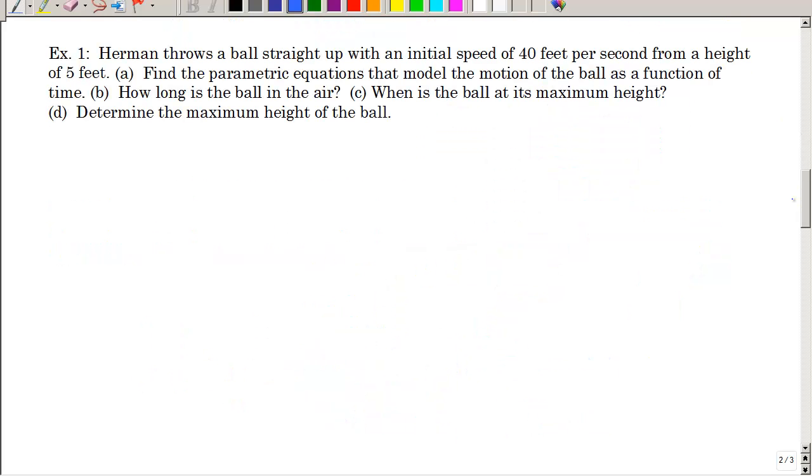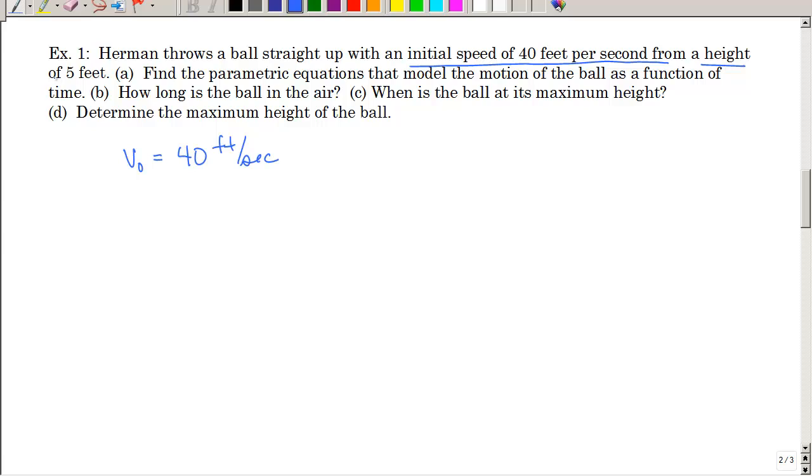So we have all of these fun-filled equations and formulas. How are we going to use it? Well, first of all, let's look at something where the ball goes straight up and down. So Herman throws a ball straight up with an initial speed of 40 feet per second. So your initial speed, that's that v naught, v with a subscript of 0, that's 40 feet per second.